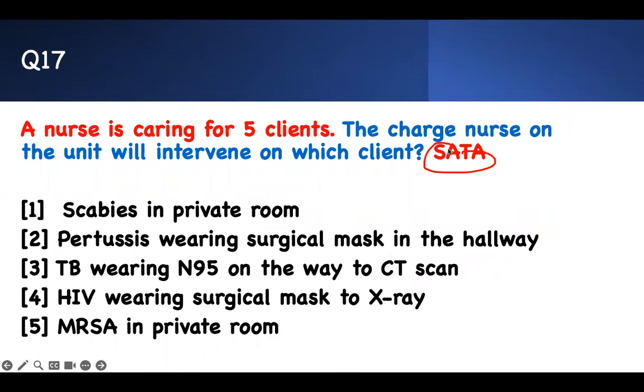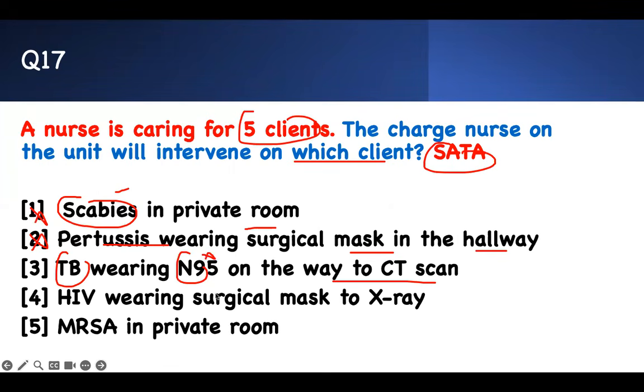A nurse is caring for 5 clients. The charge nurse on the unit will intervene on which client? Something is wrong. Scabies, right? In private room. Yeah, it's a contact, so we're good. Pertussis wearing surgical mask in the hallway. Droplet wearing surgical mask in the hallway is okay. TB wearing N95 in the hallway to CT is okay, but not a surgical mask. If they wear a surgical mask, we've got to intervene.